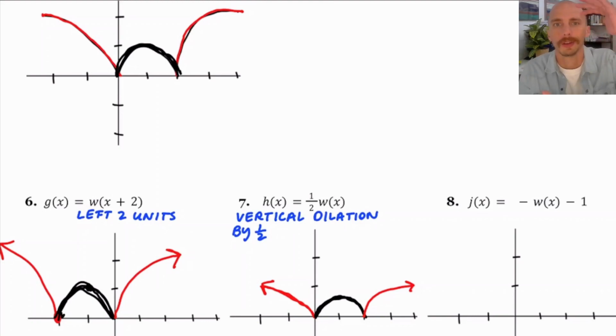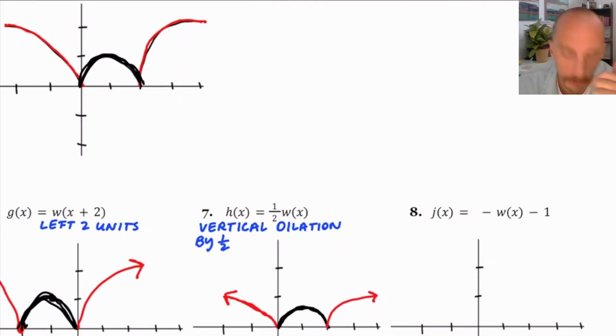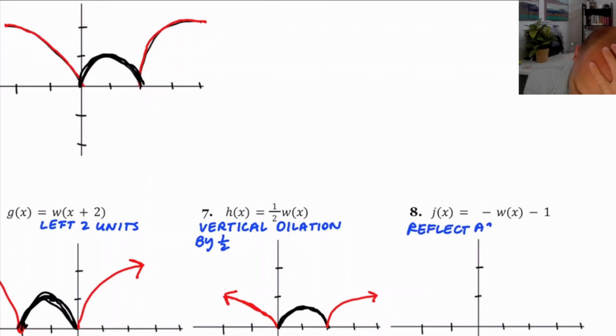Okay, all the y coordinates got multiplied by 1/2, so they were vertically compressed. All right, negative w of x minus 1. This has got two things going on. First, we've got the negativity, that's the nearest to w, and so that's going to be a vertical reflection, or flipped upside down. So let's say reflect across the x-axis. And then the negative 1, we're going to say it's going to shift down by 1.